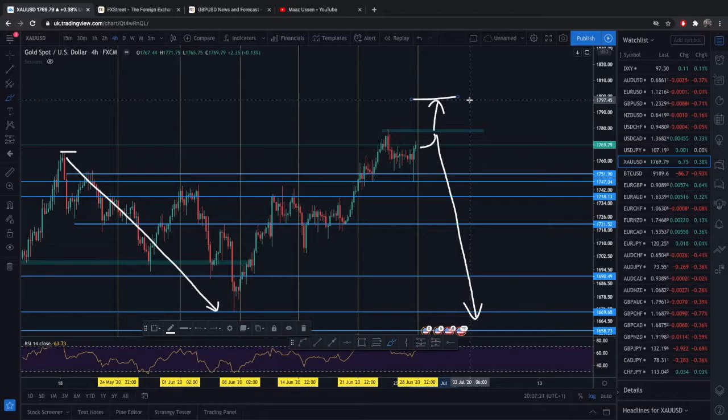So that is it for this week. That's the forecast. You can go a few different ways. Let's wait and see what happens on Monday, and then react midweek, and monitor and analyze that.